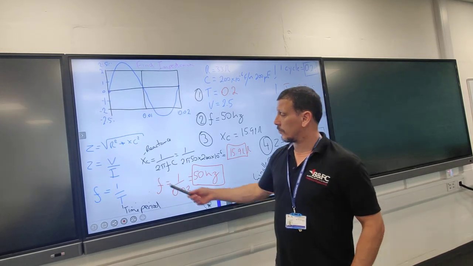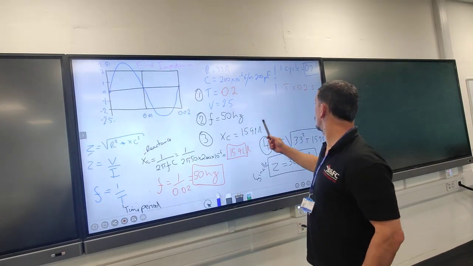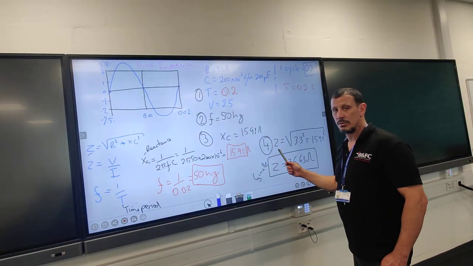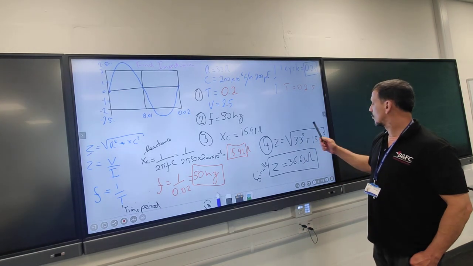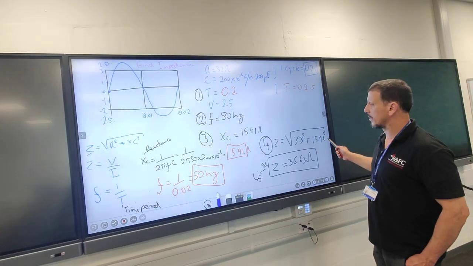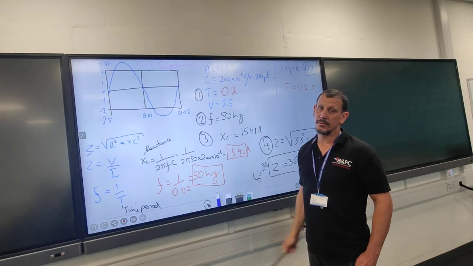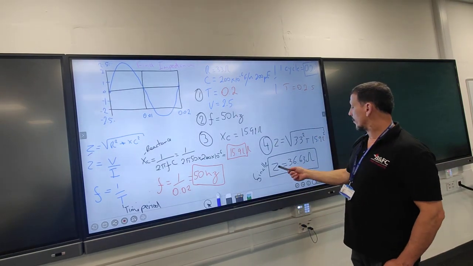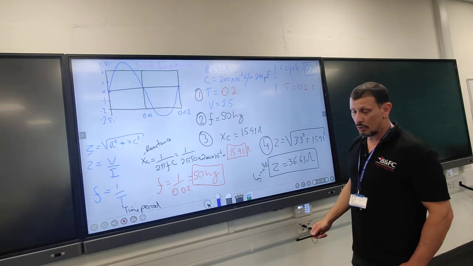Having this value now, we can work out impedance just by using the formula. So all we need to do now is the square root of 33 squared plus 15.91 squared, where 33 is given in the question as 33 ohms. We find out the total impedance is 36.63 ohms.